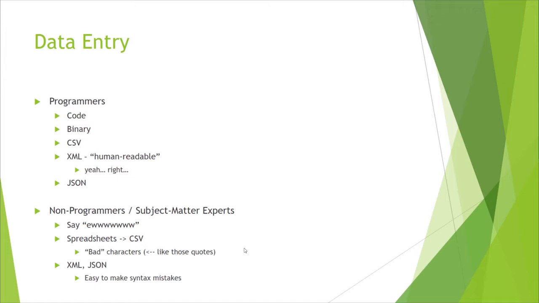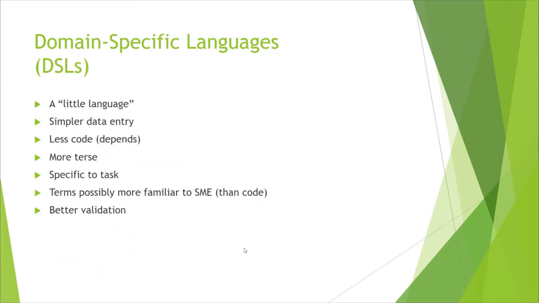So sometimes you'll send them XML and JSON. Again, they do ew with that. Very easy to make syntax mistakes. So we can enhance this process a little bit by creating something called a domain-specific language. And a DSL is something that's just a little language that you've written. You can determine the syntax you want. You can use the words that are familiar to the subject matter experts.